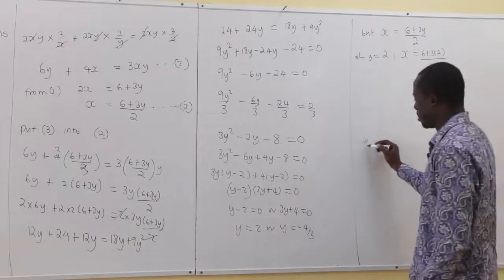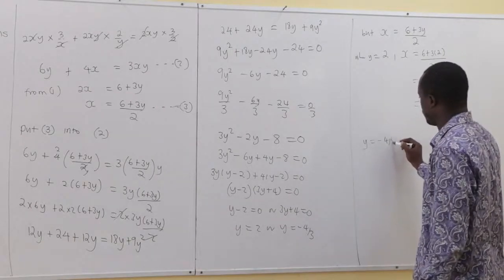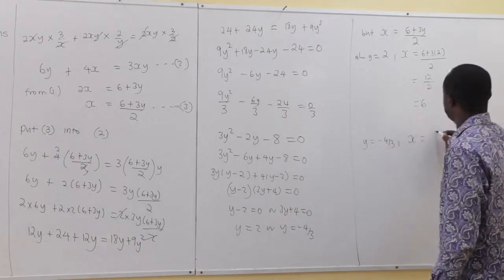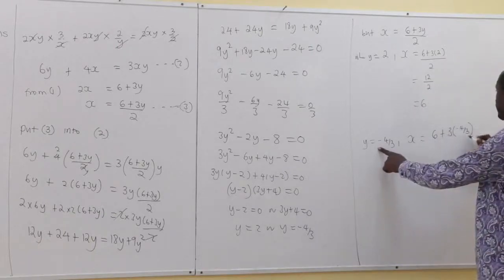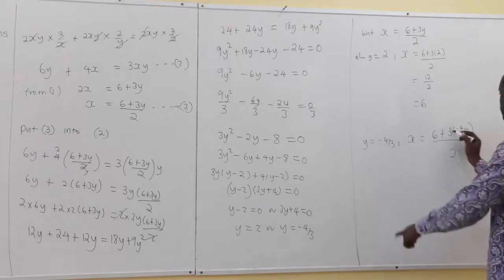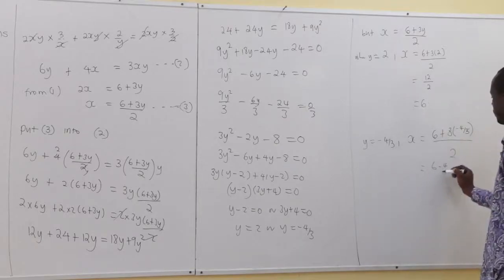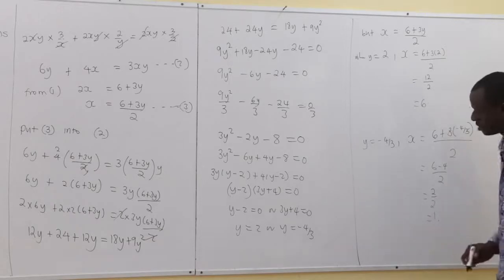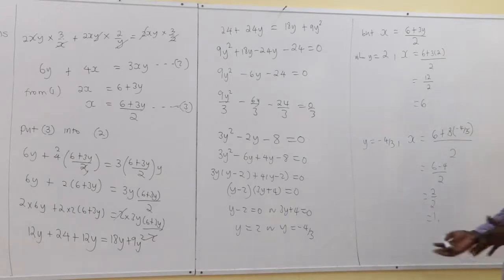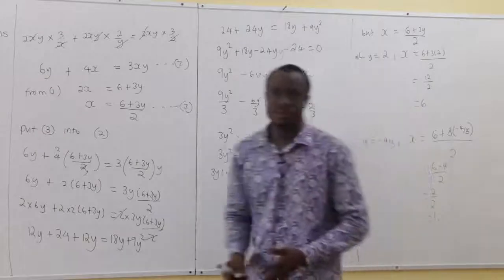And then when y is negative 4 over 3, what is our x? That's 6 plus 3y, so 3 times negative 4 over 3, all over 2. This will cancel this. So you have 6 minus 4 over 2, which is 2 over 2. And this is just equal to 1. Wow, that's a nice question.